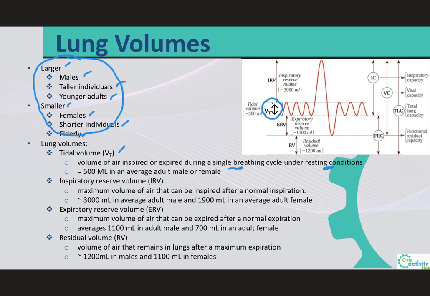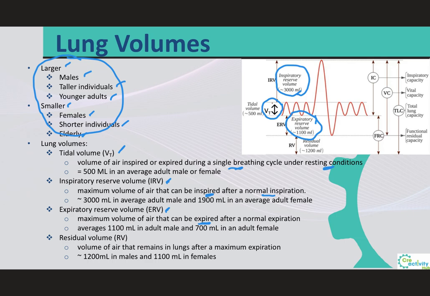In the inspiratory reserve volume, it will be the maximum volume of air that can be inspired after a normal inspiration. And this is about 3,000 mLs in an average adult male and 1,900 mLs in an average adult female. Next, we have expiratory reserve volume, which is the maximum volume of air that can be expired after a normal expiration. And it averages 1,100 in adult male and 700 in adult female.